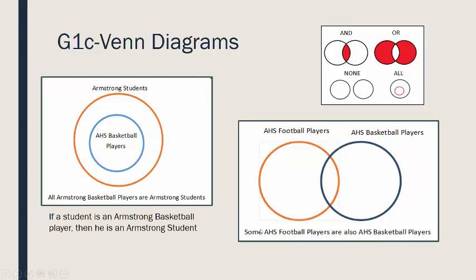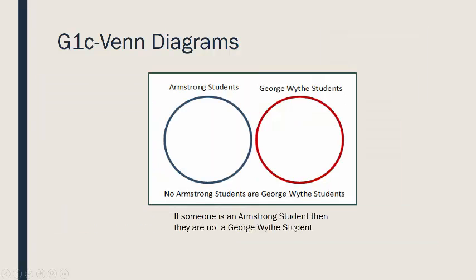Now, there's another relationship here. Some Armstrong football players are also Armstrong basketball players. That's shown with this Venn diagram here, because there's that and right here. So they're football and basketball players. Alright, now let's go to the next one.